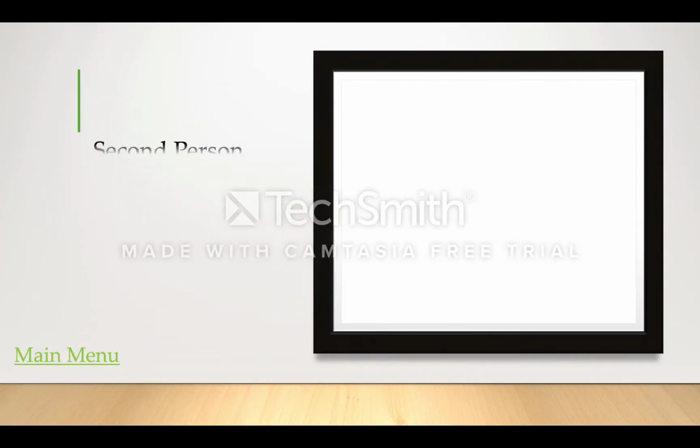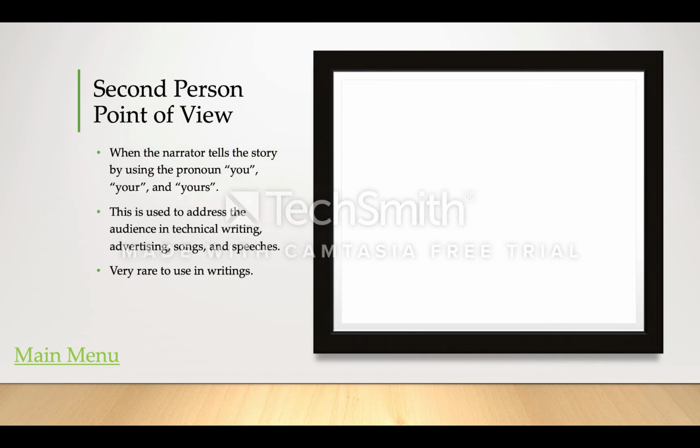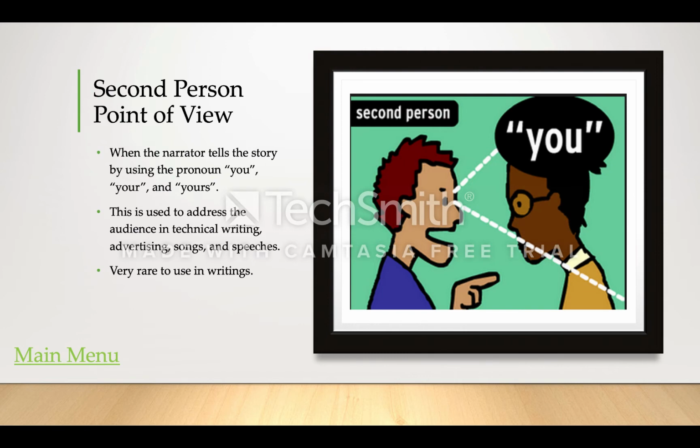Moving on to second person point of view. This is mainly for when you're talking to somebody else, because you use words such as you, your, and yours. This is very rare to see in writing. It's not used a lot. It's mainly used in songs, speeches, stuff like that.